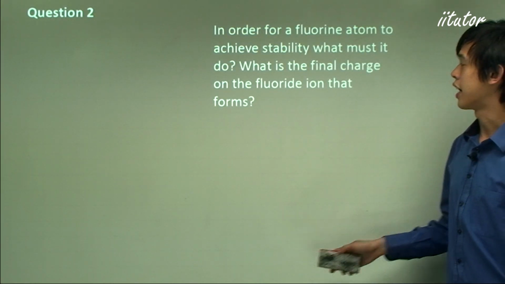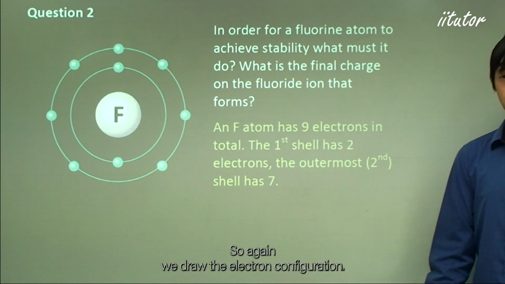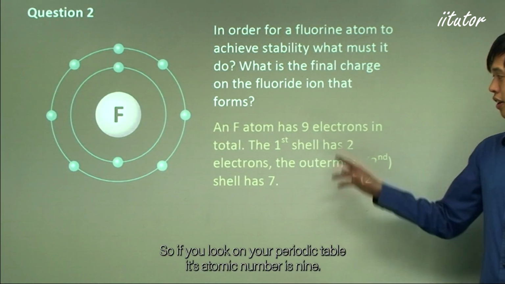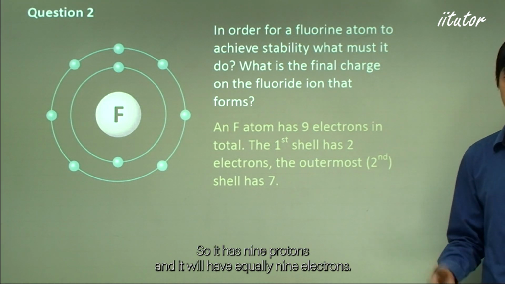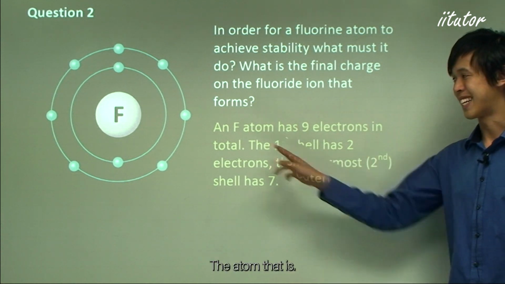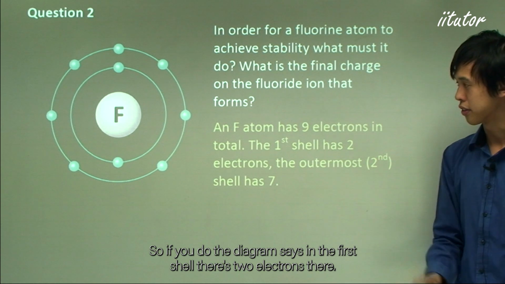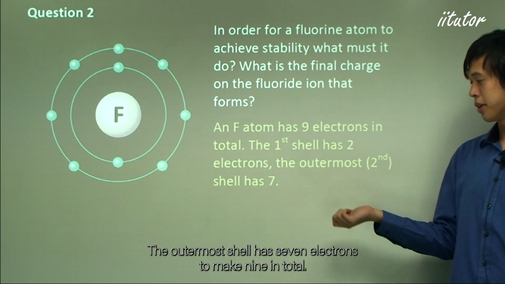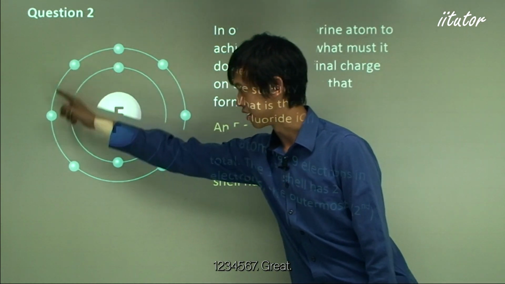In order for a fluorine atom to achieve stability, what must it do? And what is the final charge? So again, we draw the electron configuration. If you look on your periodic table, its atomic number is 9. So it has 9 protons, and it will have equally 9 electrons, the atom, that is. So if you do the diagram, in the first shell, there's 2 electrons. There you go, 1, 2. The outermost shell has 7 electrons to make 9 in total. 1, 2, 3, 4, 5, 6, 7.